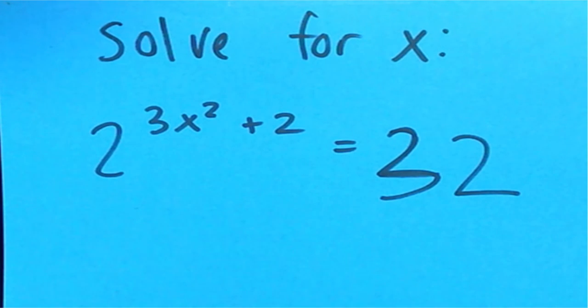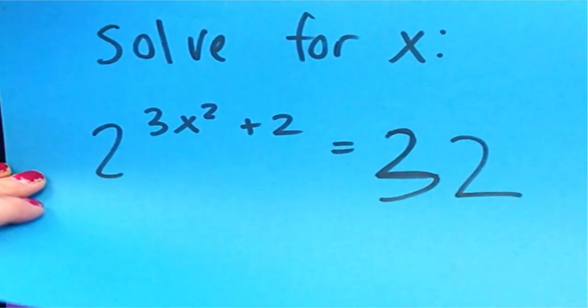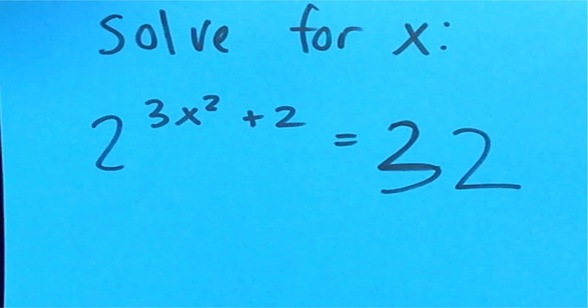Because it's quadratic. Oh, it's plus or minus 1. Yay! Plus or minus 1. Okay, look at what we're going to rewrite. 32 is 2 to the 5th. So the implication is 3x squared plus 2 equals 5. You imply something that is simpler to solve. Guys, that's a quadratic, okay? So 3x squared equals 3, x squared equals 1, plus or minus 1.